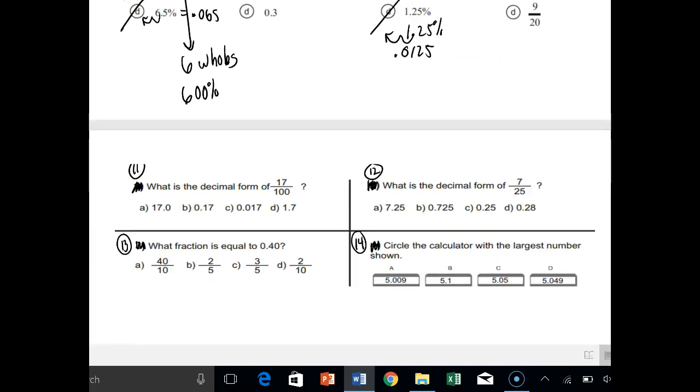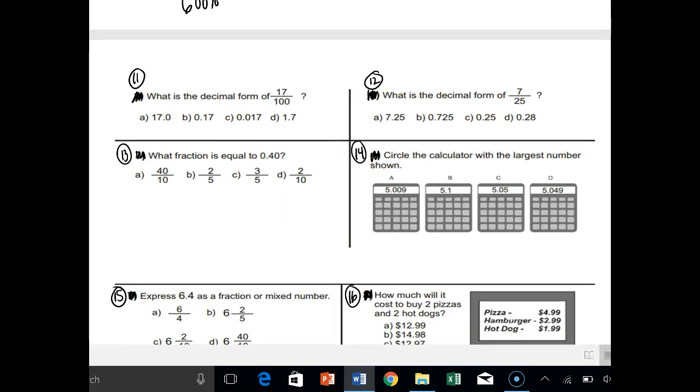Let's go on to the back. So on the back, I'm doing number 11. What is the decimal of 17 over 100? Now, to show work here, you could say, this is per 100, so this is 0.17. That's pretty simple, right?